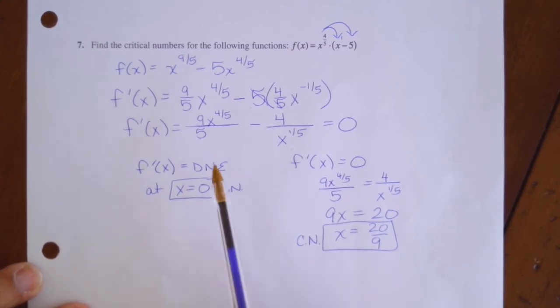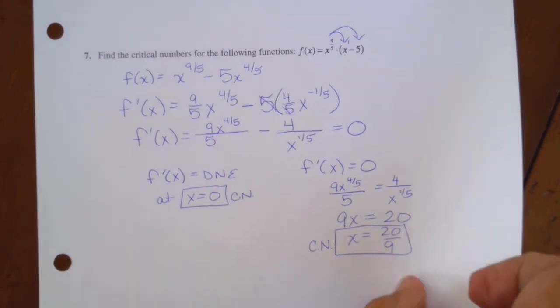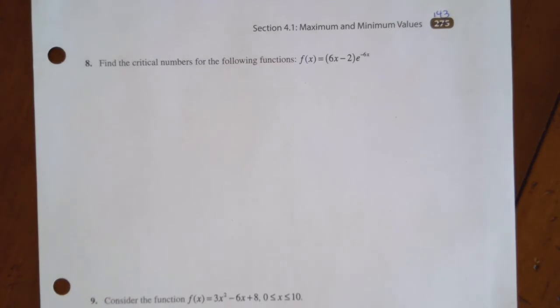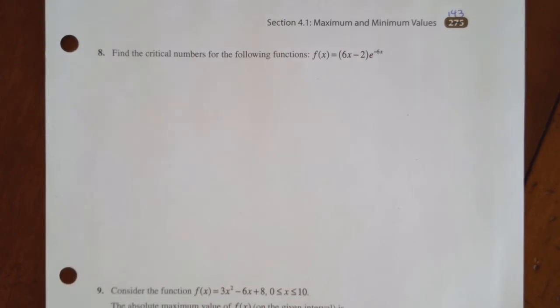Critical numbers, you've got to stop once you find the derivative. If there's some problems, then we got to worry about those numbers. Okay? All right. So hopefully that makes sense on the derivative not existing. All right. Number 8. Find the critical numbers again.